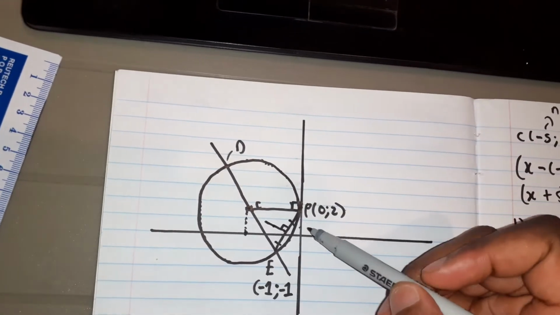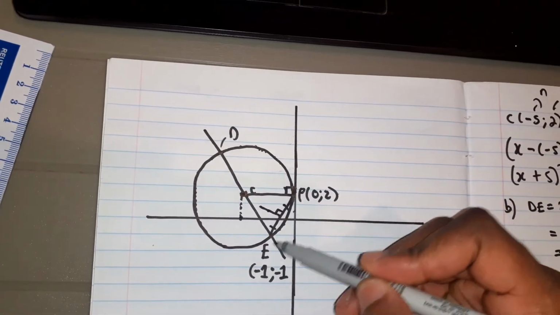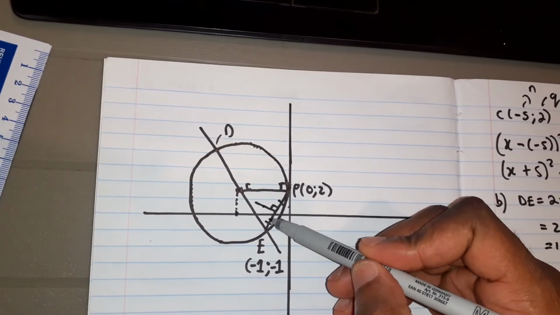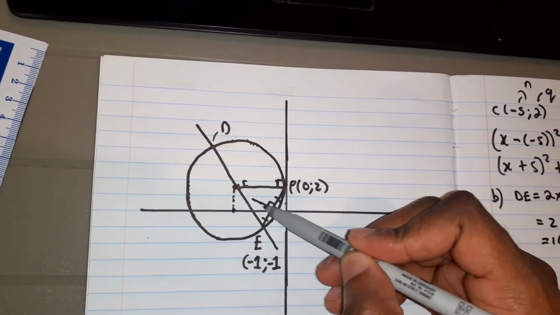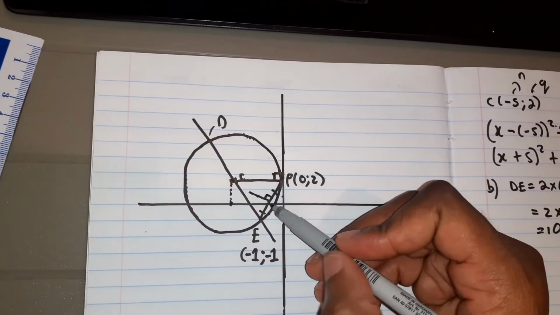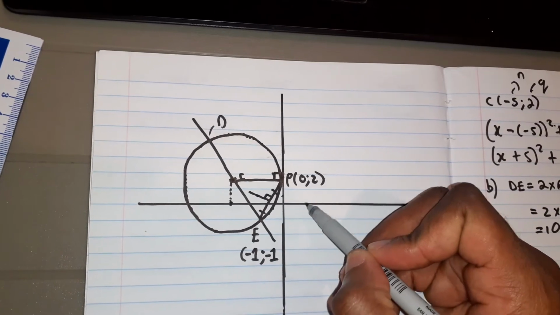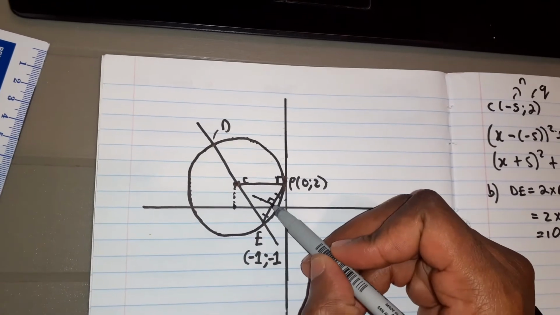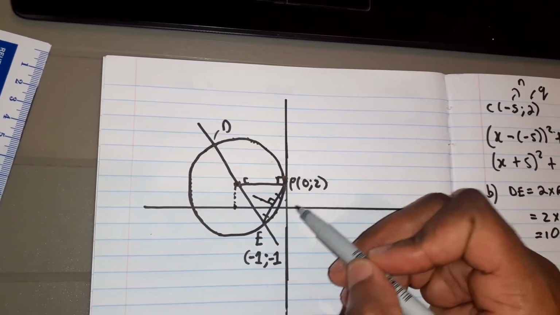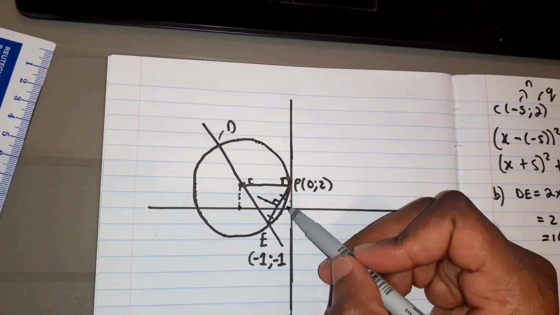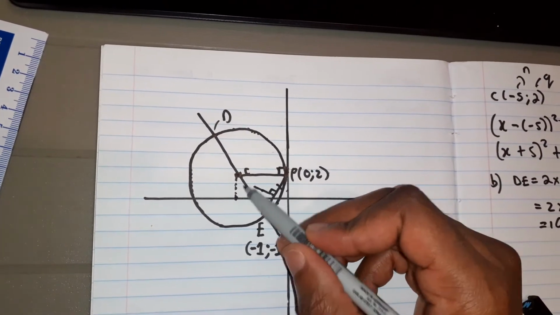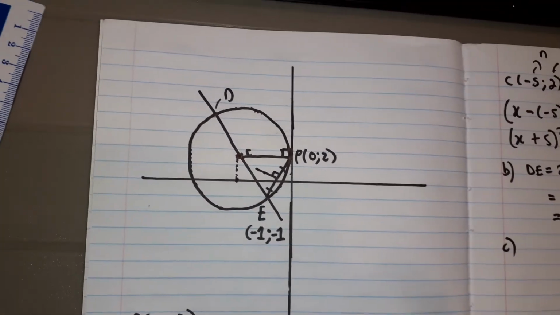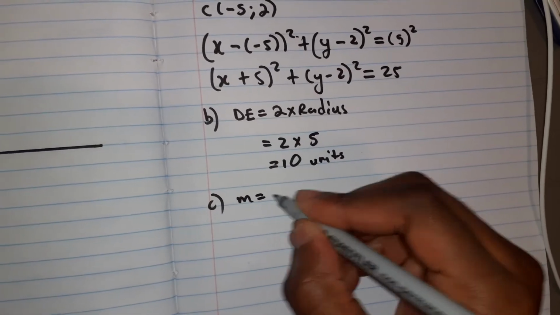So let's look at the gradient of PE, then we multiply it by the gradient of the perpendicular bisector, which is unknown at this stage, and equate that to negative 1. Then, once we have the gradient of this perpendicular bisector, we take the midpoint of PE and use its coordinates to get the whole equation of the perpendicular bisector. So what I have just said is, first we must find the gradient.